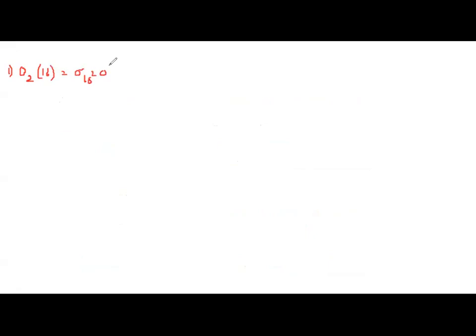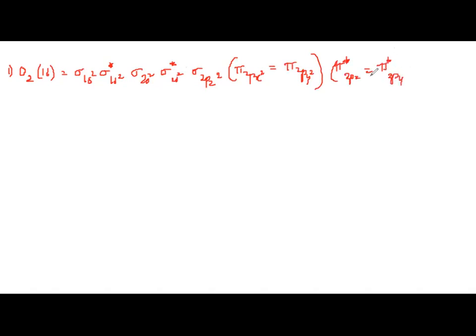Sigma 1s2, sigma star 1s2, sigma 2s2, sigma star 2s2. Then for oxygen, after sigma star 2s2, which one should we use? We should use sigma 2pz2. Then comes pi 2px2 equal to pi 2py2. We first have to see whether 16 electrons are done: 2, 4, 6, 8, 10, 12, 14. Therefore, pi star 2px equal to pi star 2py. I need two more electrons. Therefore, one electron here, one electron here.